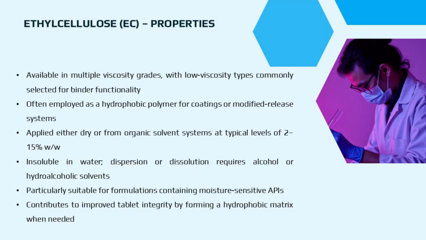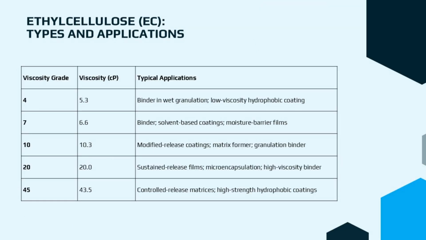Ethyl cellulose is a water-insoluble hydrophobic polymer available across a wide viscosity range. Low viscosity grades function as binders, whereas higher viscosity grades are used for coatings and modified release matrices. Because EC is insoluble in water, it must be dispersed in alcoholic or hydroalcoholic solvents. It is especially useful with moisture-sensitive APIs. Ethyl cellulose grades differ mainly in viscosity, which determines their functional use.